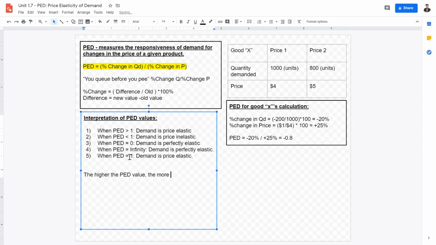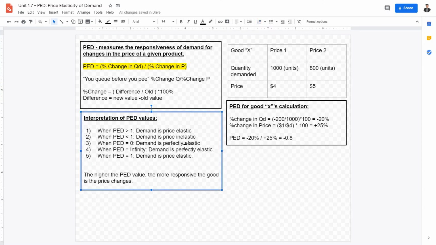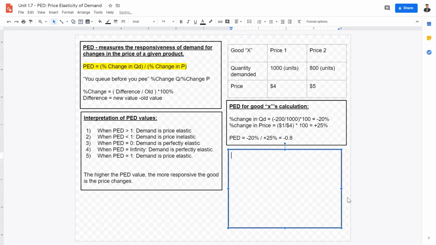From this pattern, we're able to see that the higher the PED value, the more responsive the good is to price changes. Theoretically, the value of PED could go all the way up to infinity. However, that is rather unlikely. So when PED is higher, for example 2 or even 3, that means the good is very responsive to price changes.